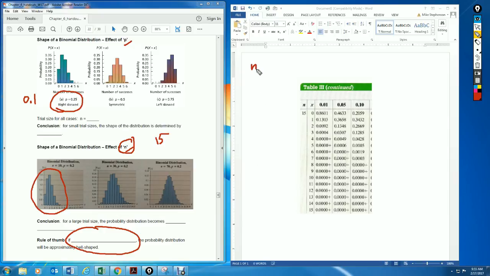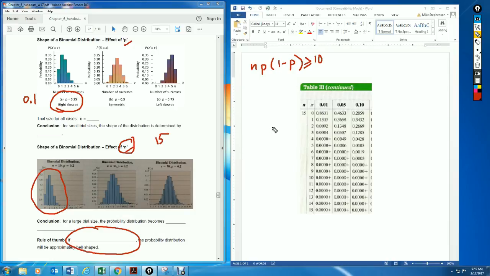If n times p times 1 minus p is large, in other words, if this is greater than or equal to 10, that implies the trial size is large enough, and then it will be bell-shaped.